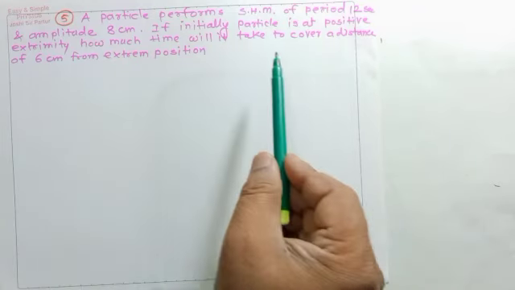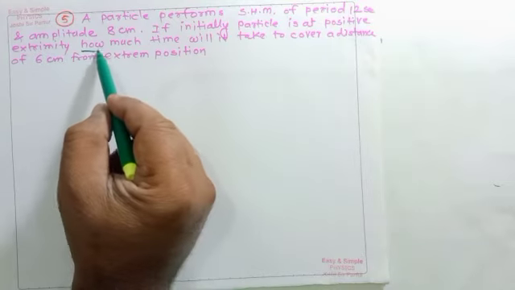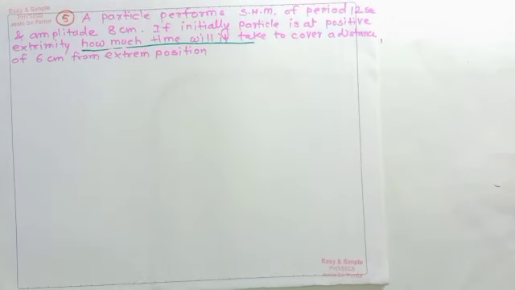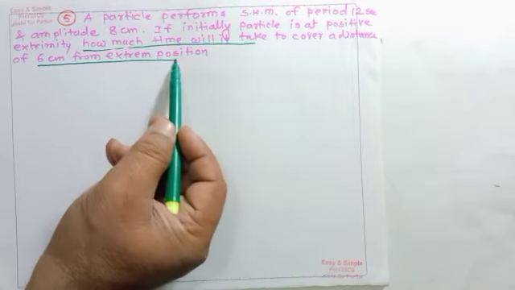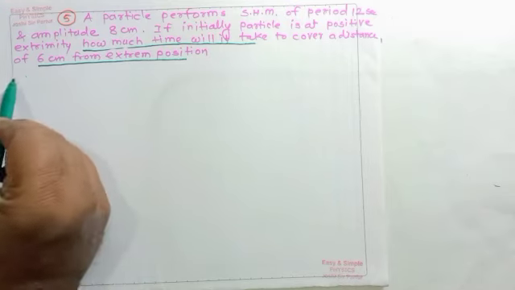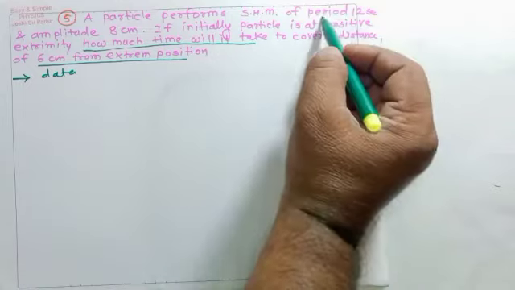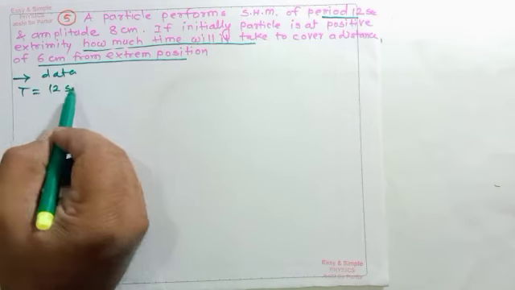If initially the particle is at positive extremity, how much time will it take to cover a distance of 6 centimeter from extreme position? See here, before seeing the example, we can write the data. In data, the time period is given, that is capital T is equal to 12 seconds.